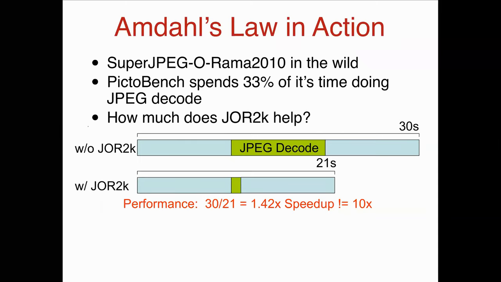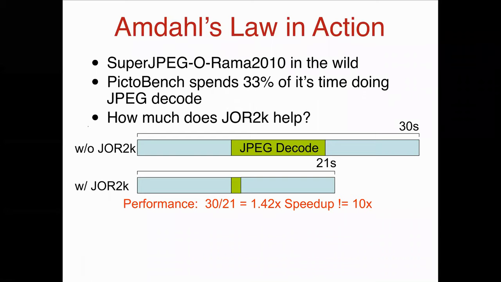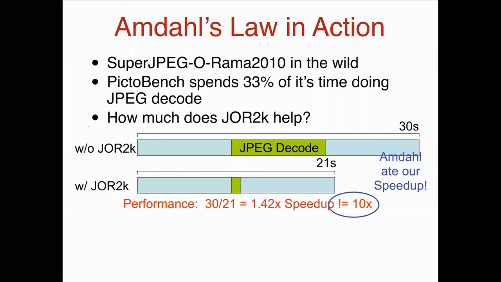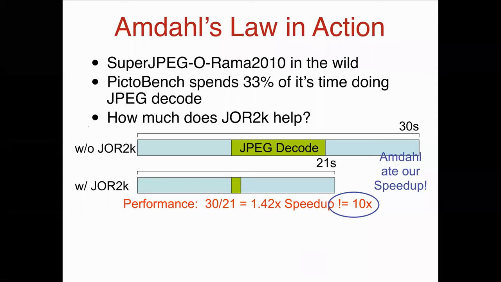Now, if you compute the performance, what you'll notice is that 30 divided by 21, so old over new, is going to give you a 1.42 times speedup, which is definitely not the advertised 10 times speedup. Very different than the advertised 10 times speedup. And it's because Amdahl's law is beating up our speedup. And again, it's back to that key observation. Our JPEG decode seems really good to increase its speed by 10 times, right? But it's fairly narrowly applicable only to this one third of your program. So we're not going to actually see that 10 times.